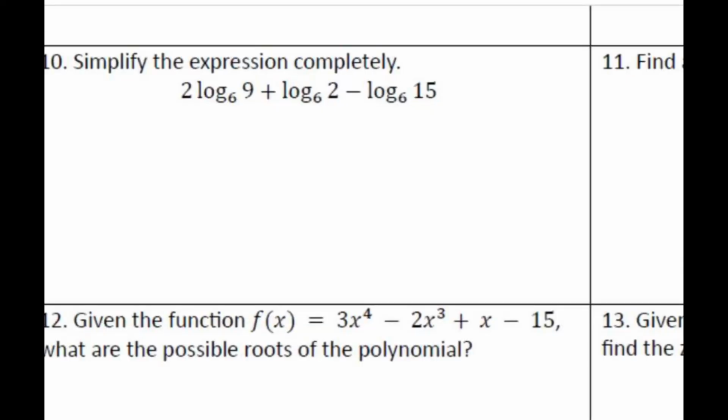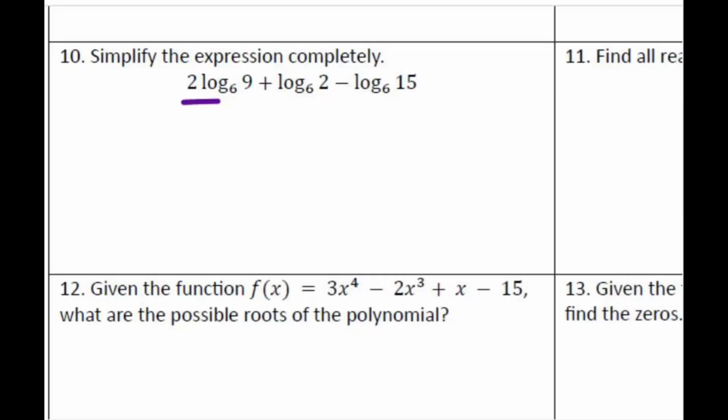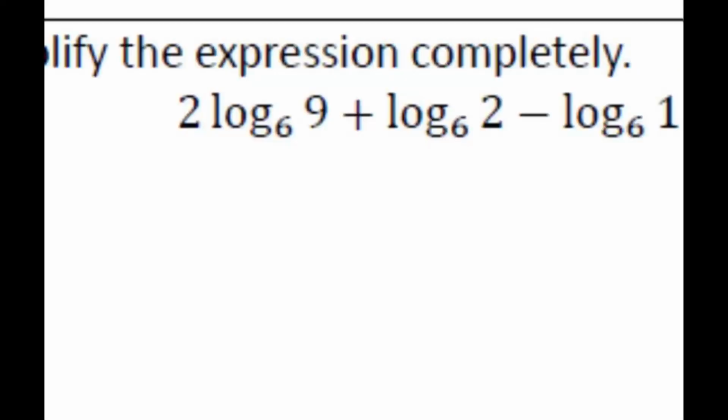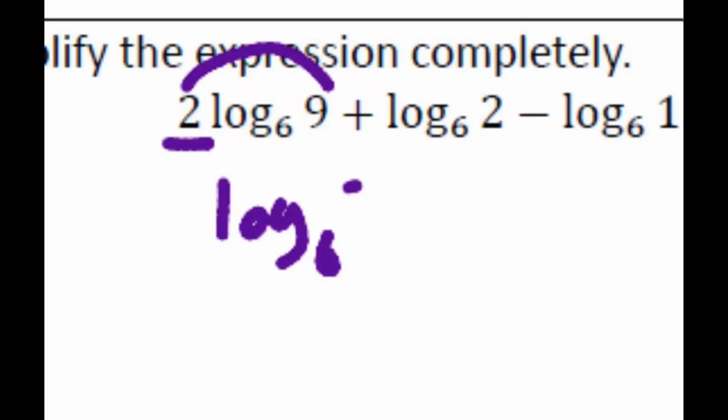I would probably either write down your properties for logs, or at least write this example. But we want to simplify this expression completely. In other words, I start with 3 logs here. I want to condense those down to a single log with the base 6. So the way we do that is if you have any coefficients in front of the logs, we're going to move those to the exponent. So this guy is going to come up here, and that's going to be log base 6 of 9 squared, which I'm going to go ahead and write as 81.